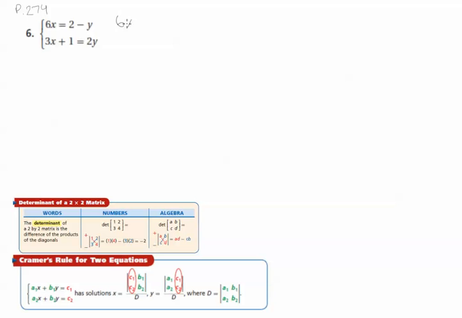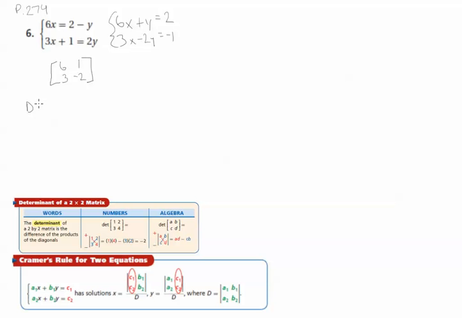So here I'm going to fix it. I'm going to add y to both sides. 6x plus y equals 2. Here I'm going to move my 1 to the other side, my 2y, so I get 3x minus 2y equals negative 1. Now I can come out with my coefficient matrix. My coefficient matrix will look like 6, 3, 1, negative 2.